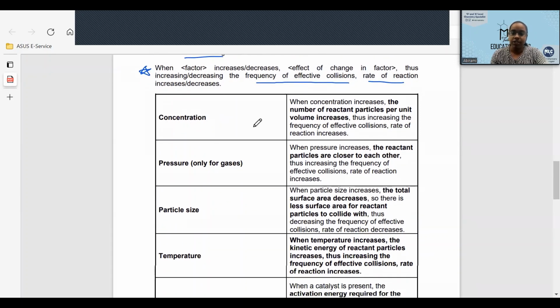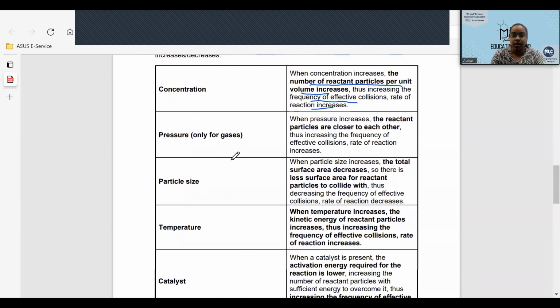So let's look at concentration. Concentration affects the number of reactant particles per unit volume. So when concentration increases, the number of reactant particles per unit volume also increases, thus increasing the frequency of effective collisions, and therefore the rate of reaction also increases.